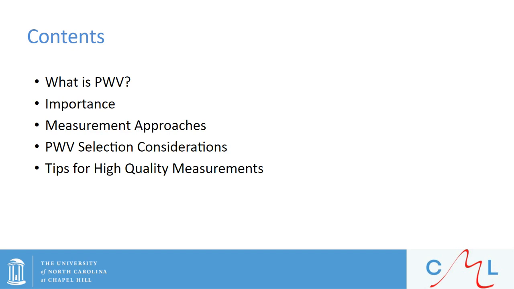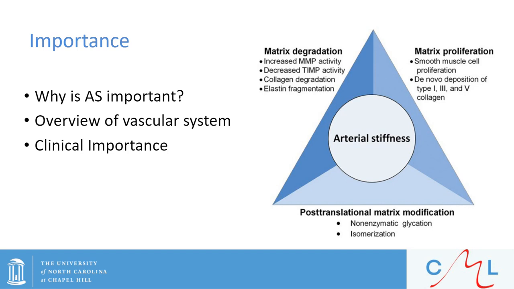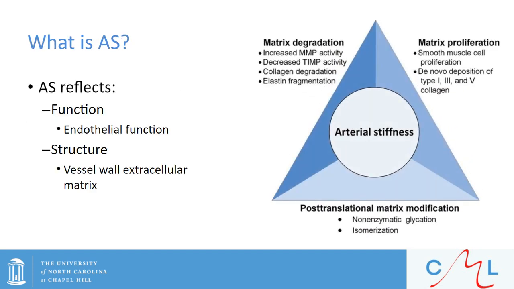Okay, so next we are going to look at the importance of this measure. In this section, we will briefly touch on why arterial stiffness is important. We'll then take a step back and look at the vascular system as a whole, and then we'll look at clinical significance. So why is it important? Well, arterial stiffness is a construct which is dependent on the functional and structural characteristics of a vessel. Functionally, it has been shown that acute changes in endothelial function influence arterial stiffness. Structurally, arterial stiffness is dependent on the vessel wall matrix, including the composition of elastin and collagen.